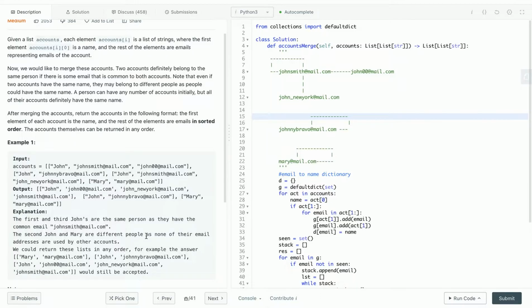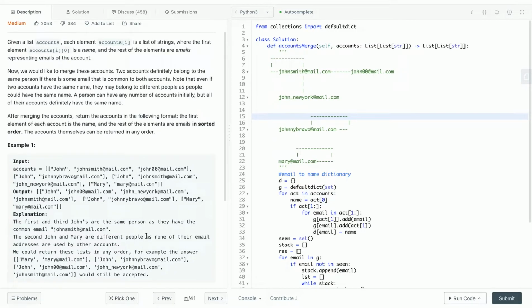So at first I thought, can we just create a default dictionary and somehow use the name as the key, and just append all the emails to the same key, right? But then I realized that it's not possible because people can share the same name, so it's hard to figure out which should be the key and what should be the value.